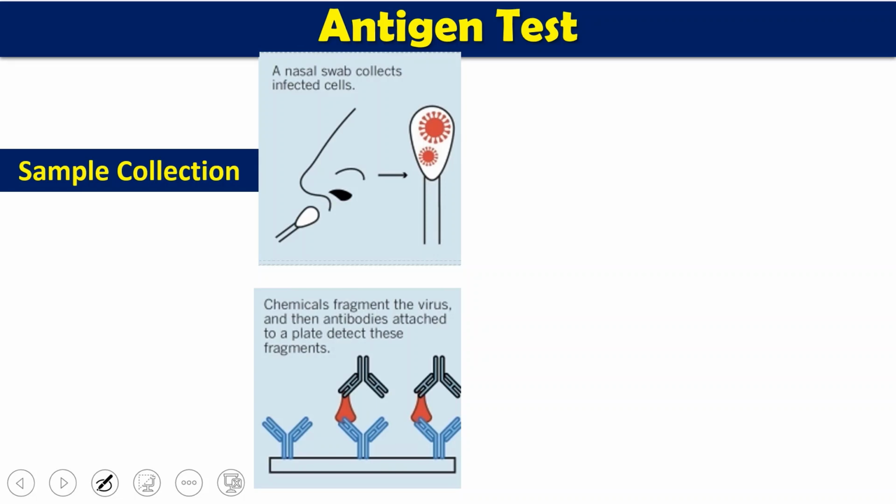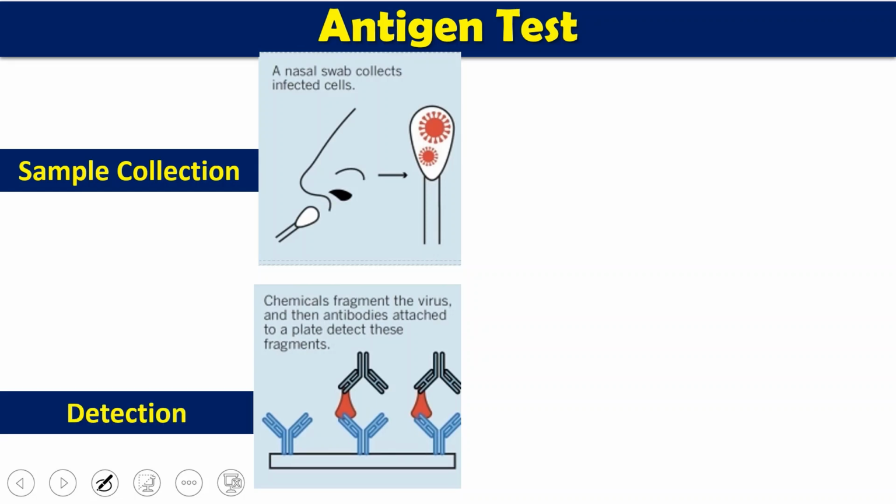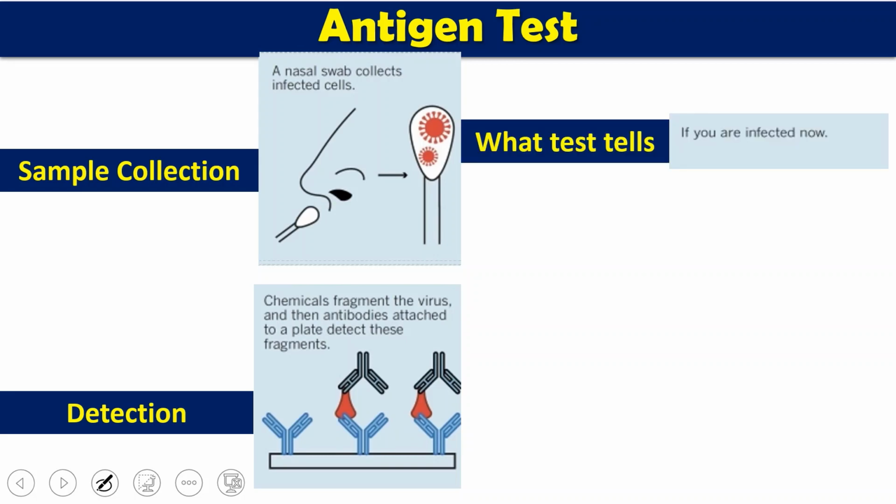Here also we are going to collect a swab sample from the nostril or from the throat, and here we are going to detect the presence of antigenic components. Most commonly we use the spike protein. A chemical fragment or protein from the virus is detected by using some kind of monoclonal antibody. What will this test tell you? Again, this test will tell you whether virus particles, virus protein, are present in your body or not. So it will tell you that you are infected or you are not infected.